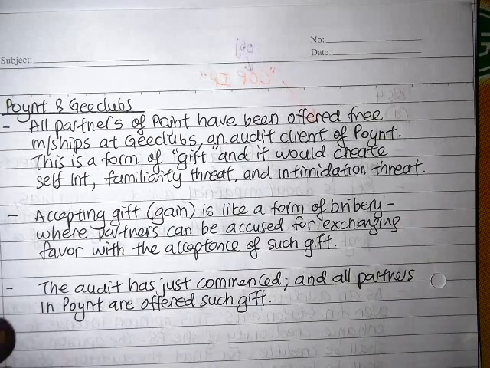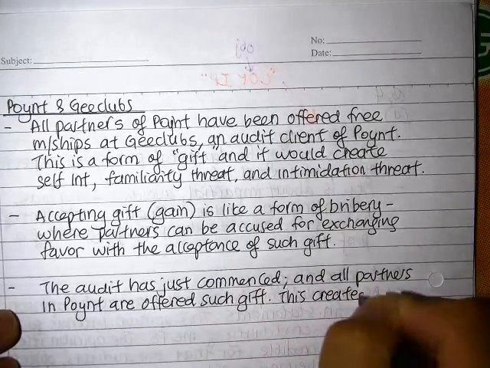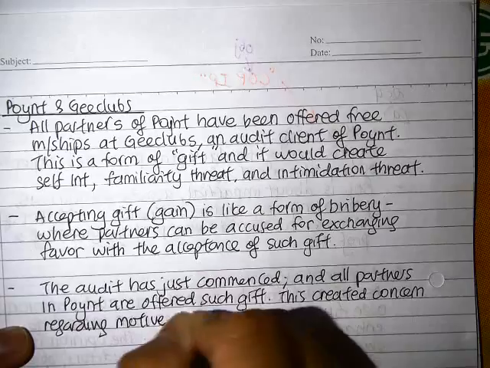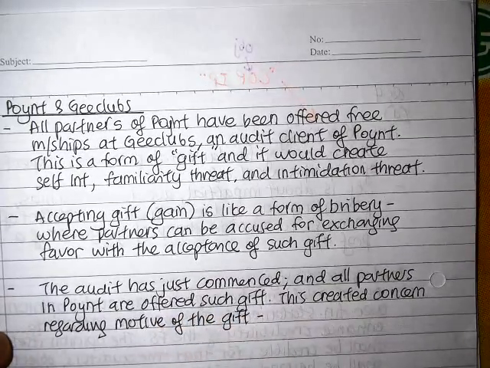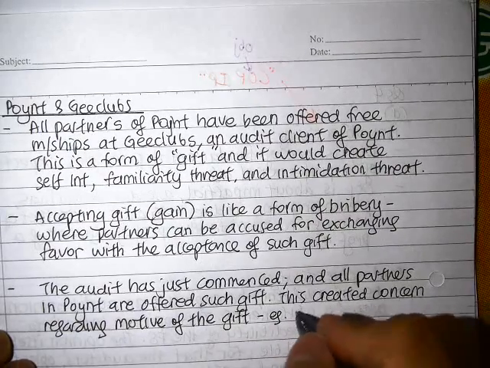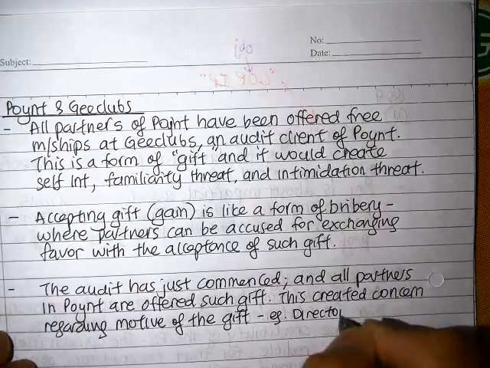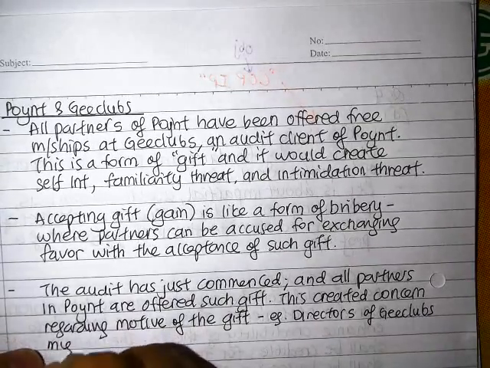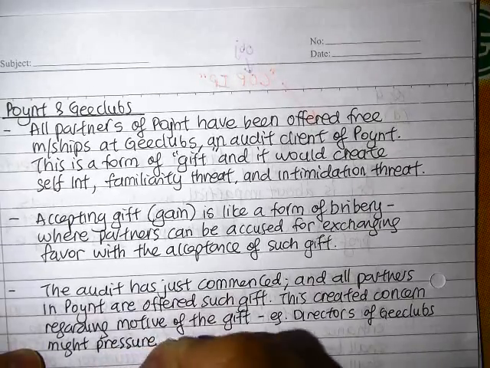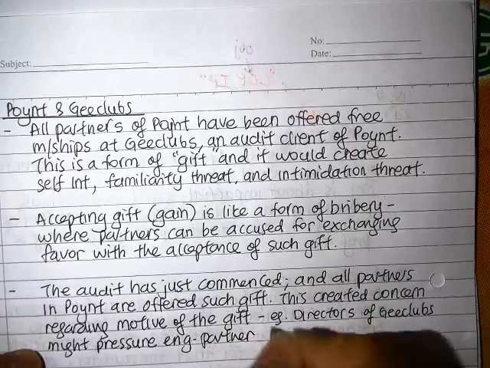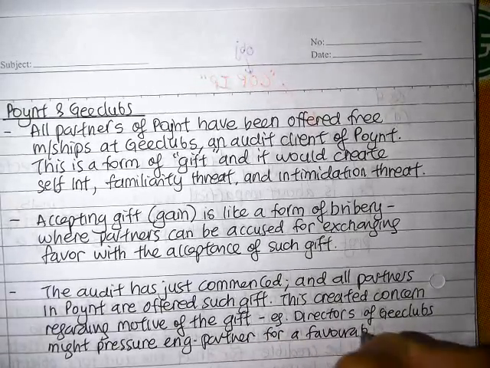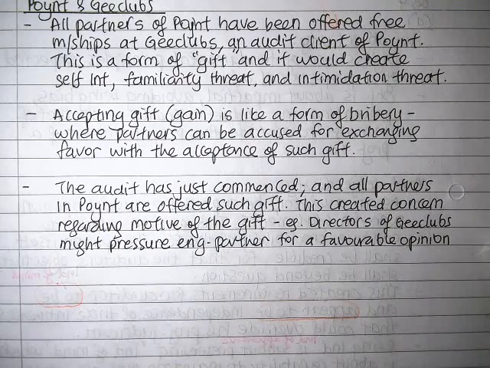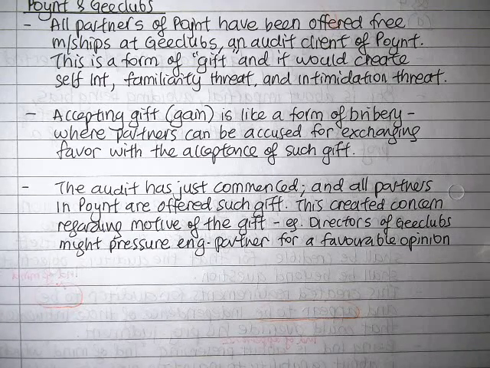Now, we also look at the issue that the audit has just commenced and all partners in Point are offered such gift. So this will actually point us to the motive of what exactly they're trying to do. Why is it at such an initial stage that they make an offer to you? Is this really an indication that they're expecting acceptance of gift as an exchange of favor towards the later stage of the audit? So that really concerns us.